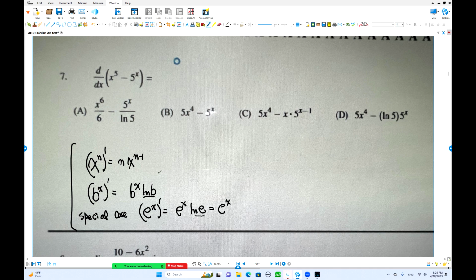So x to the 5 derivative: power rule, 5x to the 4. The second one is the exponential function, 5 to the x. Same thing, 5 to the x, but we multiply by the natural log, ln 5. So where are these numbers? Choice D, that's okay.